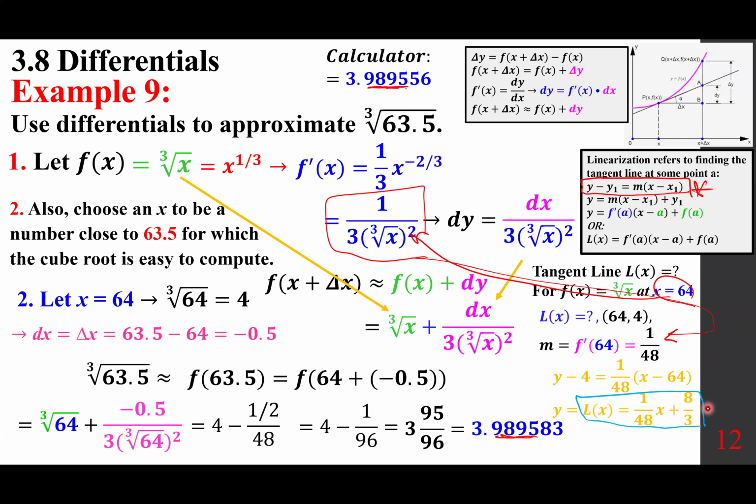Now, if you plug in 63.5 instead of x and change it to a fraction, by the way, 63.5, you can say 127 halves, put it here, and work it out, simplified, you will get this number exactly. And the idea is to show you the result of linearization and differential must be identical. And they are, otherwise we've made a mistake.